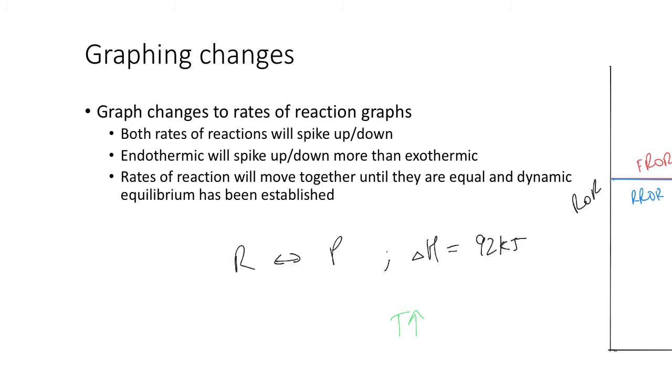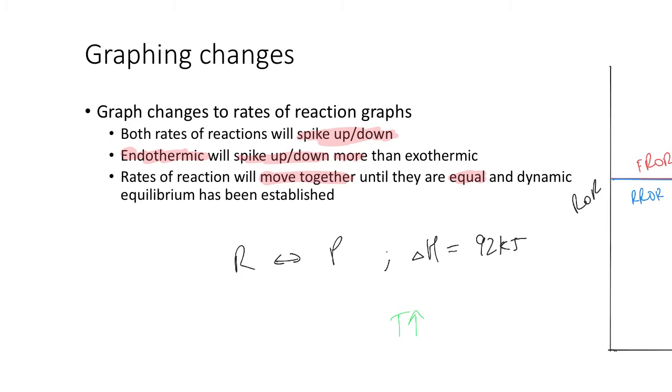So for changes of rates of reaction graphs, we have to remember that both rates of reaction will spike up or down, depending on whether you change the temperature up or down. So both rates of reaction will change. You need to remember that the endothermic will spike up or down more than the exothermic. Then the rates of reaction will move together, along your equilibrium curves until they are equal, and then dynamic equilibrium has been re-established.